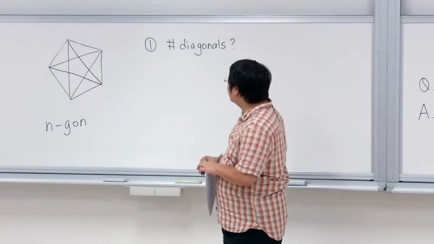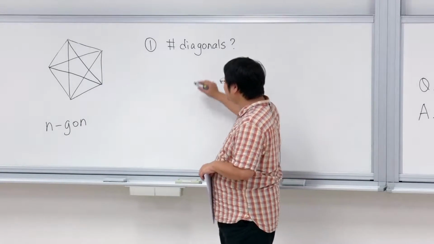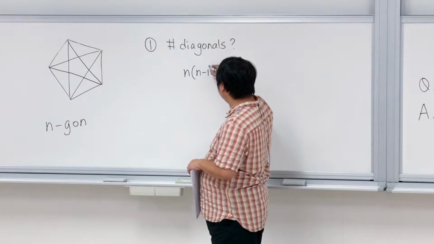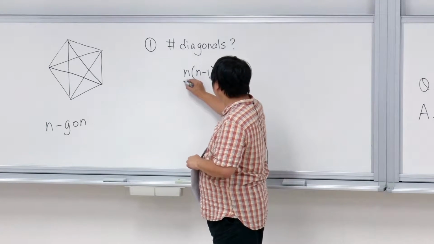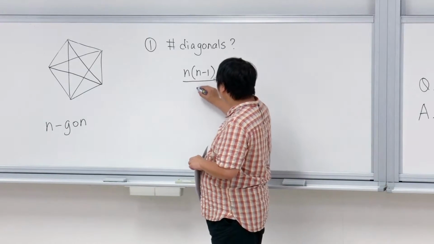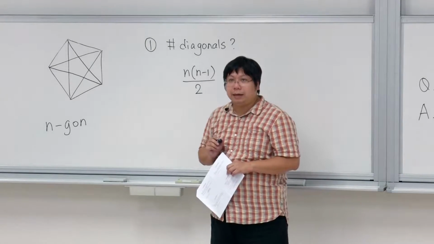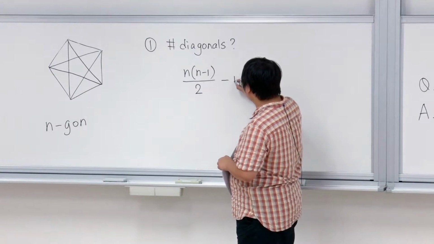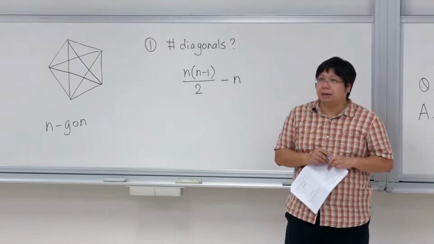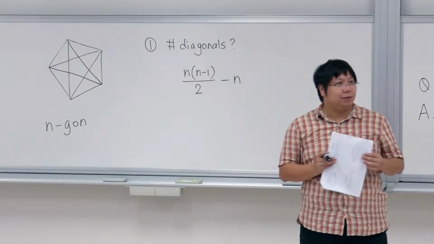Okay? So the number of diagonals should be equal to n times n minus 1, divided by 2 because it's overcounting, and then finally you minus n. Does that make sense? Okay, so this is the handshaking theorem.